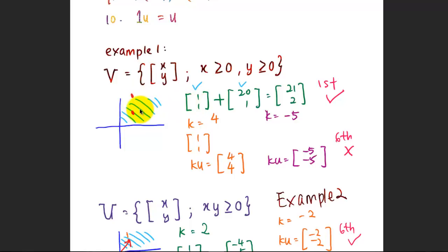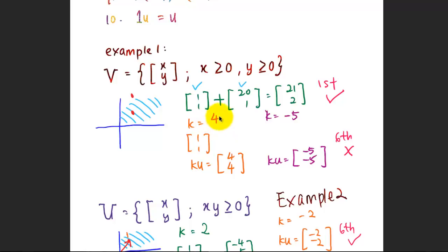So I'm just going to randomly pick a member here, (1, 1), and another one, (20, 1). So I end up with (21, 2). These (21, 2) are still within the region here. So I say that the first axiom is fulfilled. Next, I try the sixth axiom. Normally we try the first and the sixth because these two are the fundamental ones. Once we prove that the first and sixth are fulfilled, then we move on with the fourth, the fifth, and the 10th. So let's look at the sixth one. I can assume k to be 4, because k can be any scalar, so it could be positive or negative.